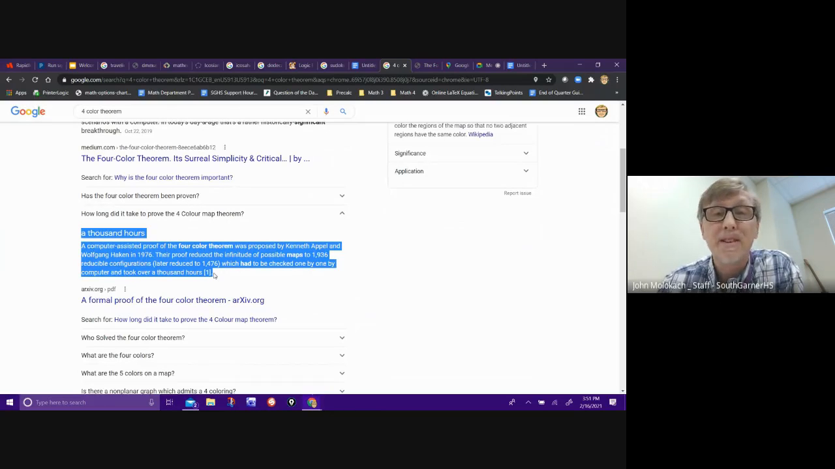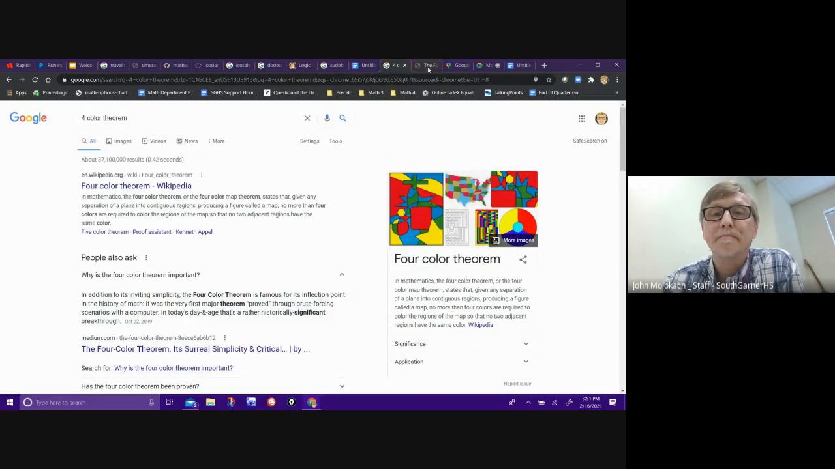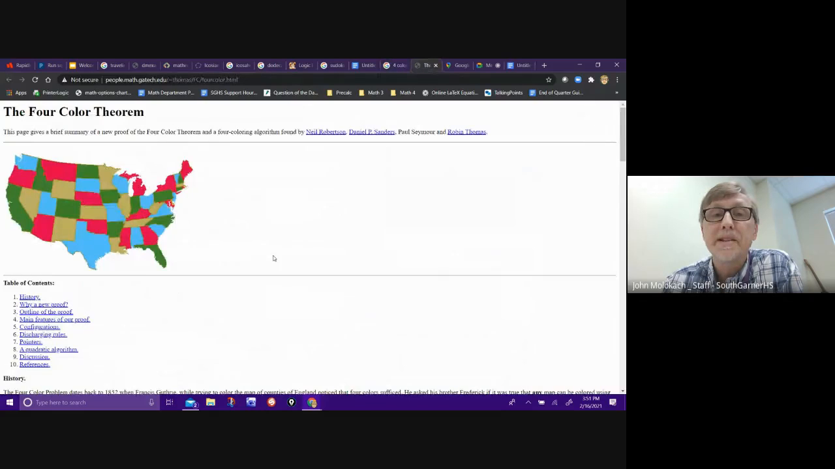So they looked at every single possible map that could ever be made and used a computer to look at every single one of them. And it turns out that the computer could do every one of them with 4 colors. So for example, the United States map, it only takes 4 colors to color it, and no 2 colors are touching each other. There are no two reds touching each other. There are no two blues, no two greens, and no two beige colors.